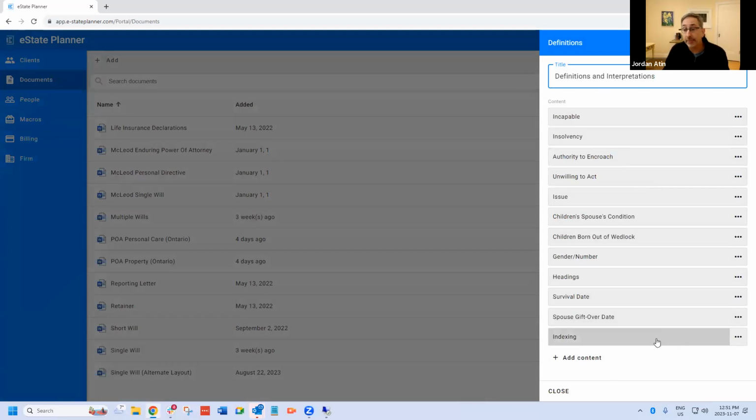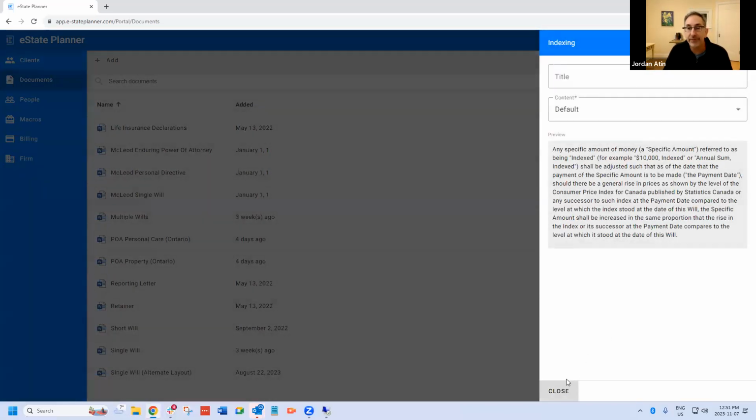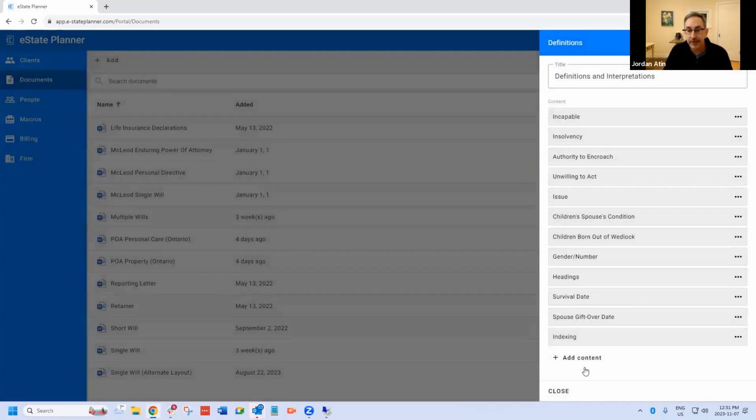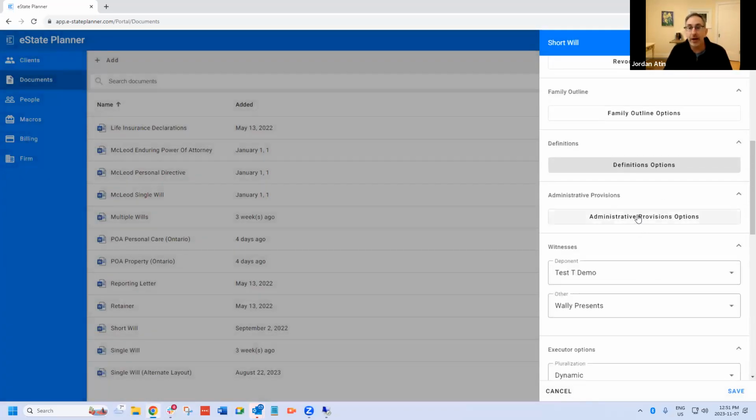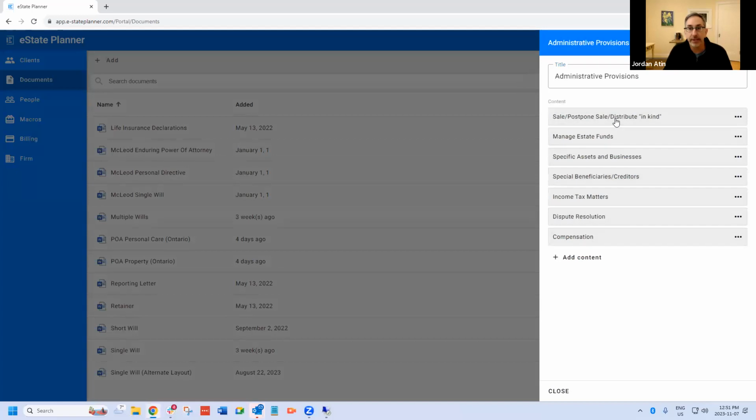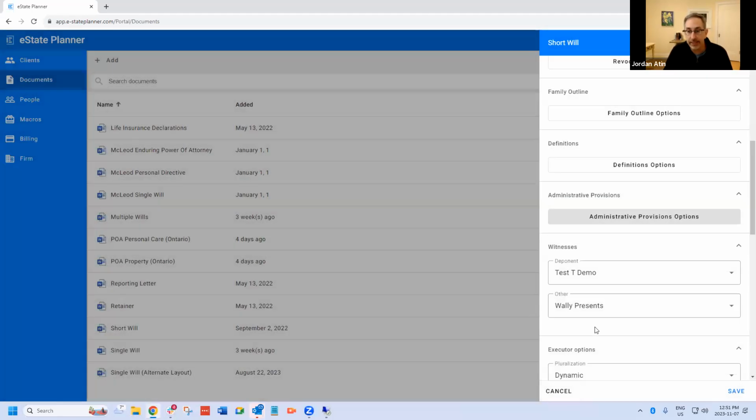Remember though that some of these are dynamic. Like indexing is not going to appear unless you have indexed a gift. So you don't have to exclude it because it's only going to get included if necessary. That's just something to remember. And then on the admin provisions, obviously you can do the same thing. Which do we want? All of those, include, exclude, so you can customize that.